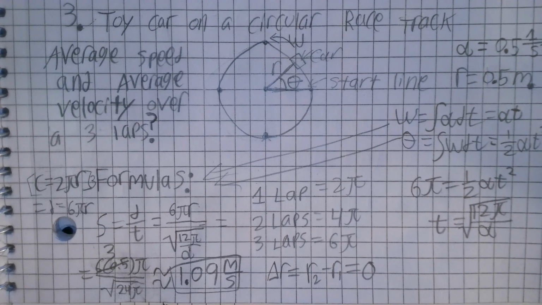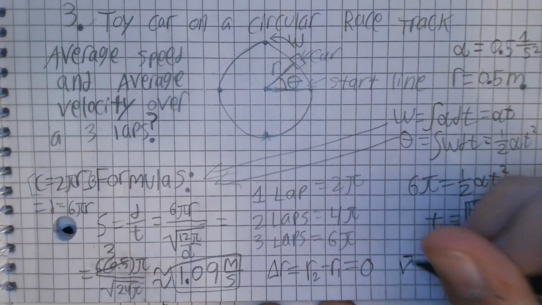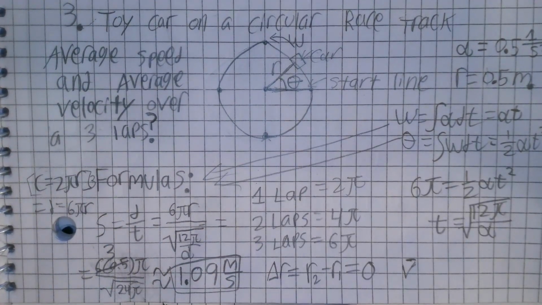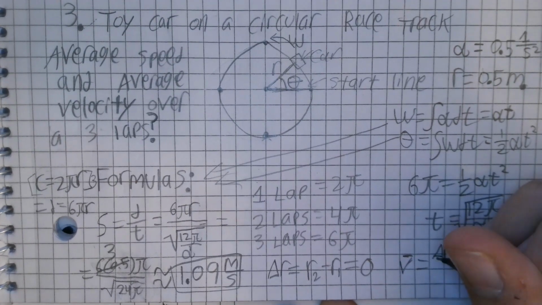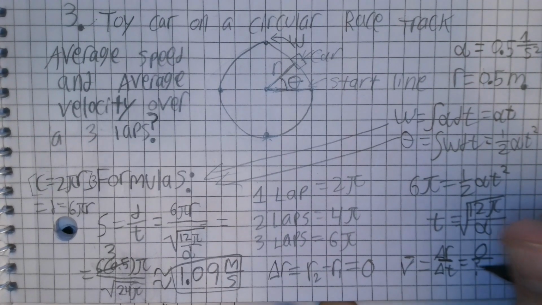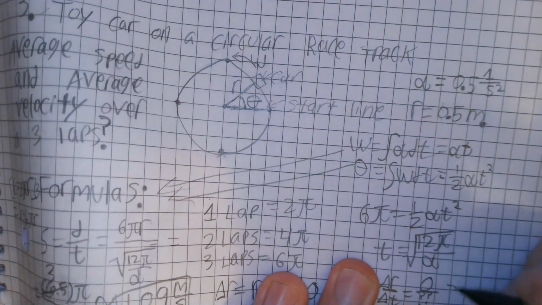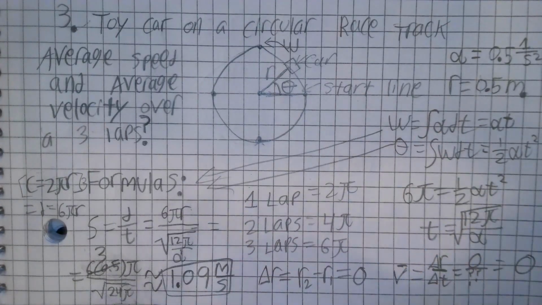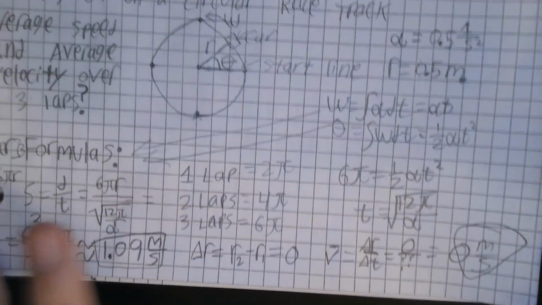You wouldn't even have to do this if I just asked for average velocity, because it doesn't matter what the time is. That little V bar means average, so that's just equal to the change in R over the change in time. It's 0 over, let's say we don't know the time. I mean, we do, but let's say we don't. Doesn't matter. 0 meters per second. There's a little conceptual problem for you.